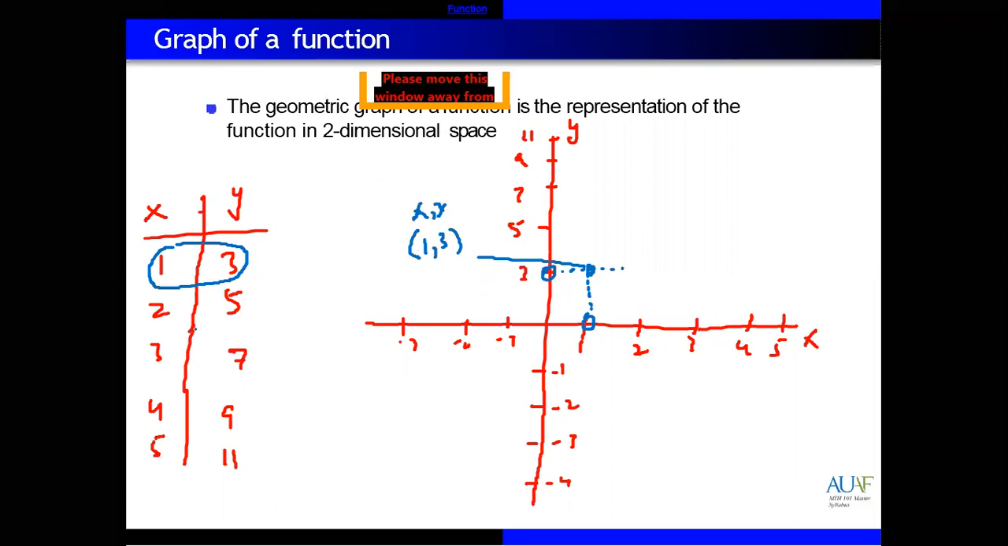Next one, we have 2 with 5. So x is 2 and y is 5. So joining these 2 points. Next one, 3 with 7. X is 3, y is 7.